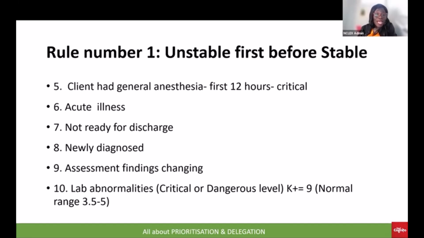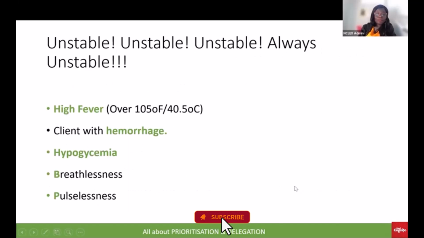And yes, for lab abnormalities as well. If the lab value is markedly raised and can pose a threat to the client's life, is at a critical level, then we have to prioritize, such as potassium. If the normal range is 3.5 to 5, and this client has potassium over 9, clients can have a whole lot of issues with their heart, arrhythmias. So that client has to be prioritized.